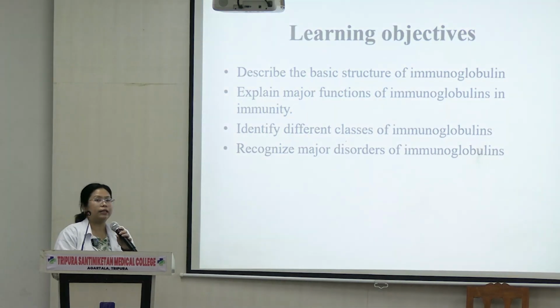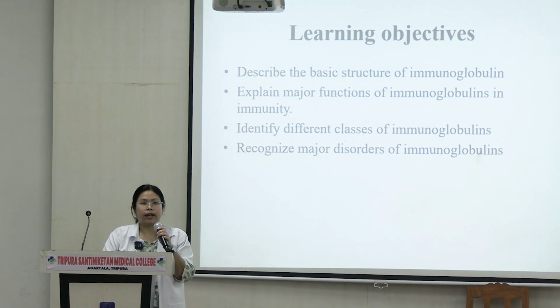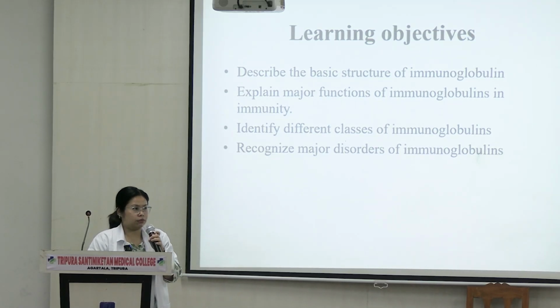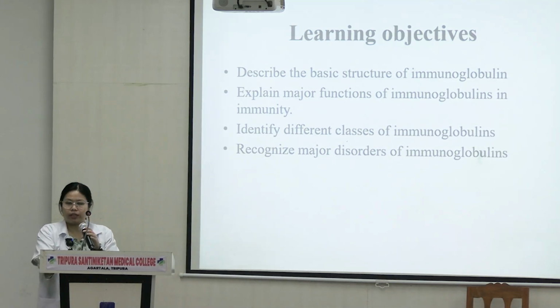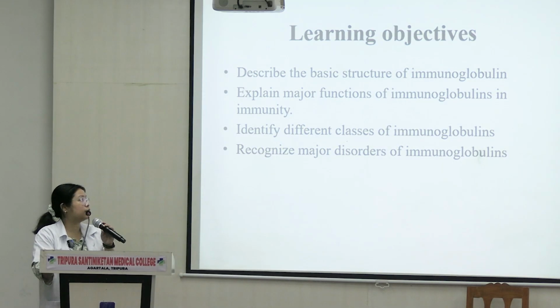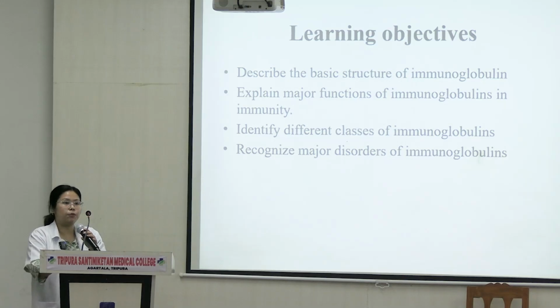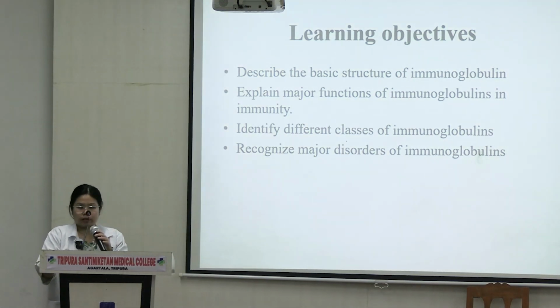So immunoglobulin, there is a structure of immunoglobulin, and this can come as a short note. One question comes from immunology, and usually it is this question: what is the structure of immunoglobulin? Immunoglobulin or antibody, they are one and the same. So we learn about the structure, the function, different classes of immunoglobulins today, and also recognize some of the disorders that can happen because of immunoglobulin deficiency or because of its increment in our body.